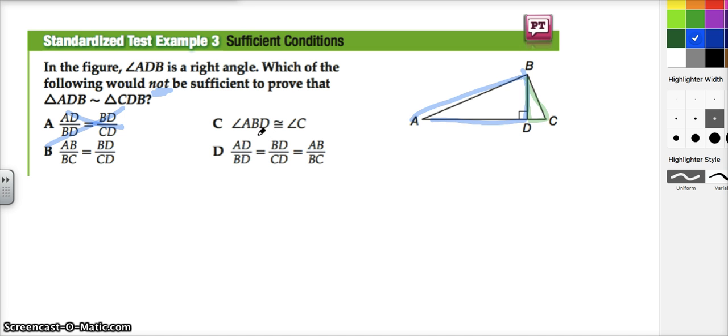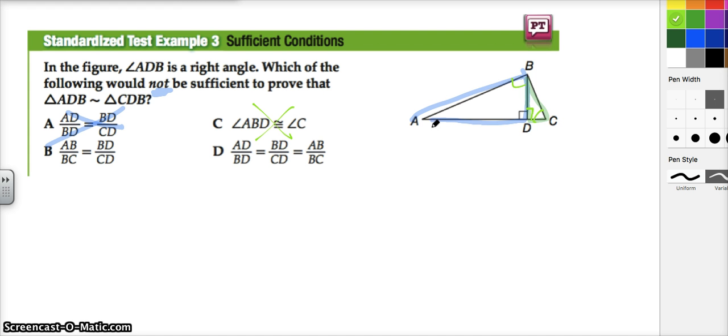So would it be good enough to prove that angle ABD is congruent to angle C out here? Remember earlier on, we talked about if we have two pairs of angles congruent. So if this is 90, this guy has to be 90. And then these two being congruent, this is again enough. So we don't want that.